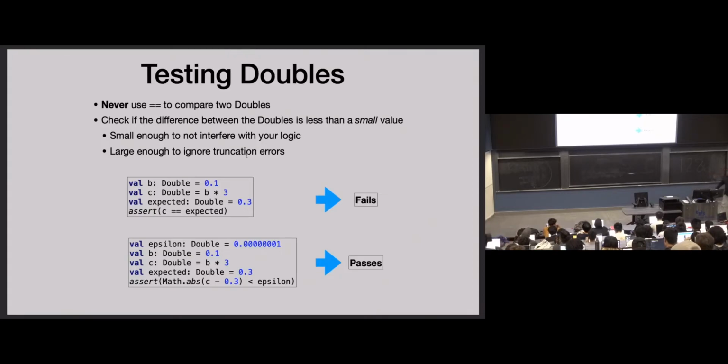A reminder from last time on testing doubles. We never test doubles using equal. We're always going to test doubles with some allowed tolerance. It's up to you to decide what an appropriate tolerance is, but choose one that's going to ignore truncation errors but not interfere with the logic of your program. If you have too large of a tolerance, it might be too loose and accept too many solutions. If you have too tight of a tolerance, it might not get rid of truncation errors. You have to decide what's appropriate for each question. So testing doubles is what we need to do for task 2.